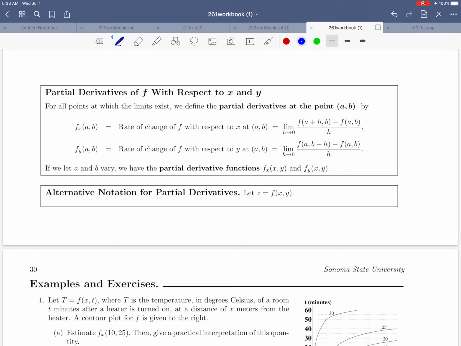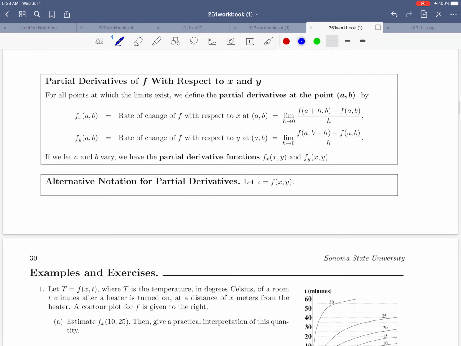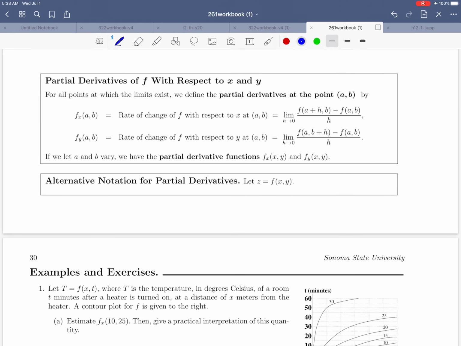Hi everybody, this is the continuation of page 29. This is going to be just a very brief video about notation. So in the example at the top of this page, we kind of introduced the concept of finding rates of change of multivariable functions.